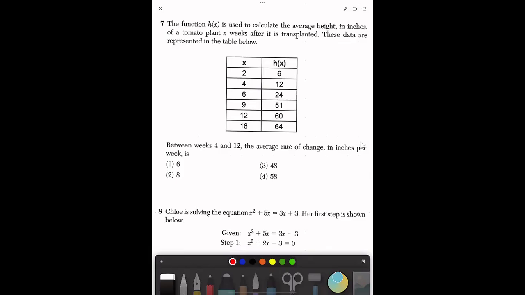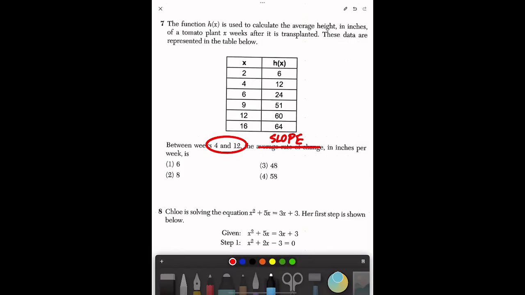Now, whenever you see average rate of change, let me tell you what I want you to do. Whenever you see average rate of change, I want you to literally cross it out, and replace it with slope, because that's what we're looking for. We're looking for the slope between the weeks of 4 and 12.